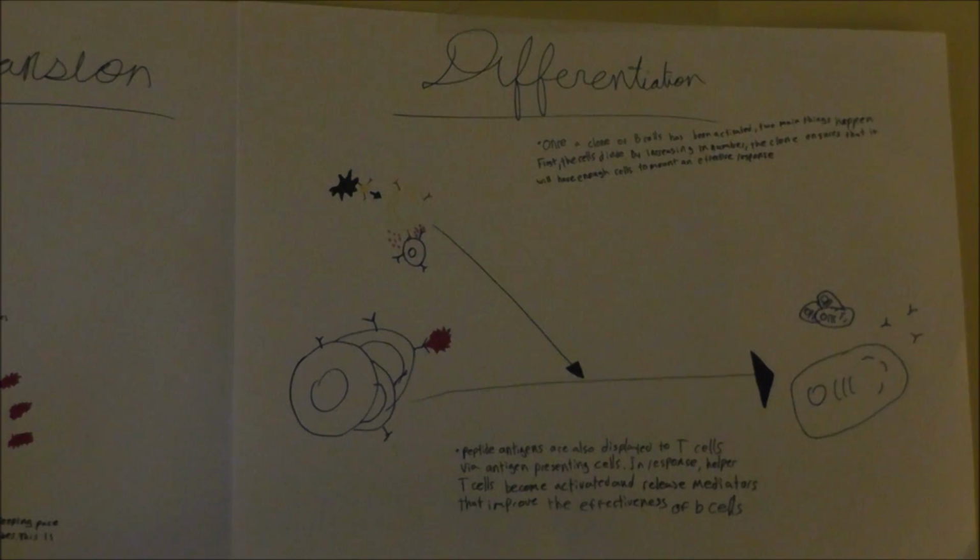Second, the cells differentiate into plasma cells, which begin producing and secreting antibodies that are specific for the original antigen. If the antigen is a protein, it will be phagocytized by antigen-presenting cells and displayed to T cells. This activates helper T cells and causes them to release mediators to improve the B cells. In fact, helper T cells are essential in mediating an effective B cell response.